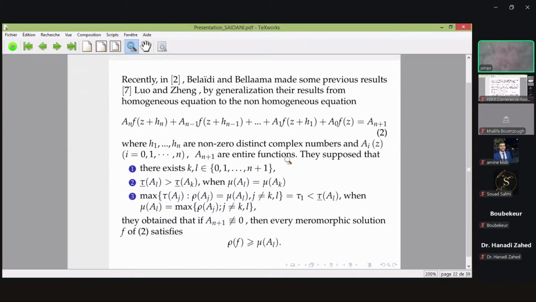They supposed that all coefficients of the equation are entire functions, and that there exist two arbitrary leading coefficients AL and AK that have the same lower order and different lower tip, and that the maximal tip of all coefficients AG is less than the lower tip of AL. They proved that every meromorphic function solution f has an order of growth greater than the lower order of the leading coefficient AL.